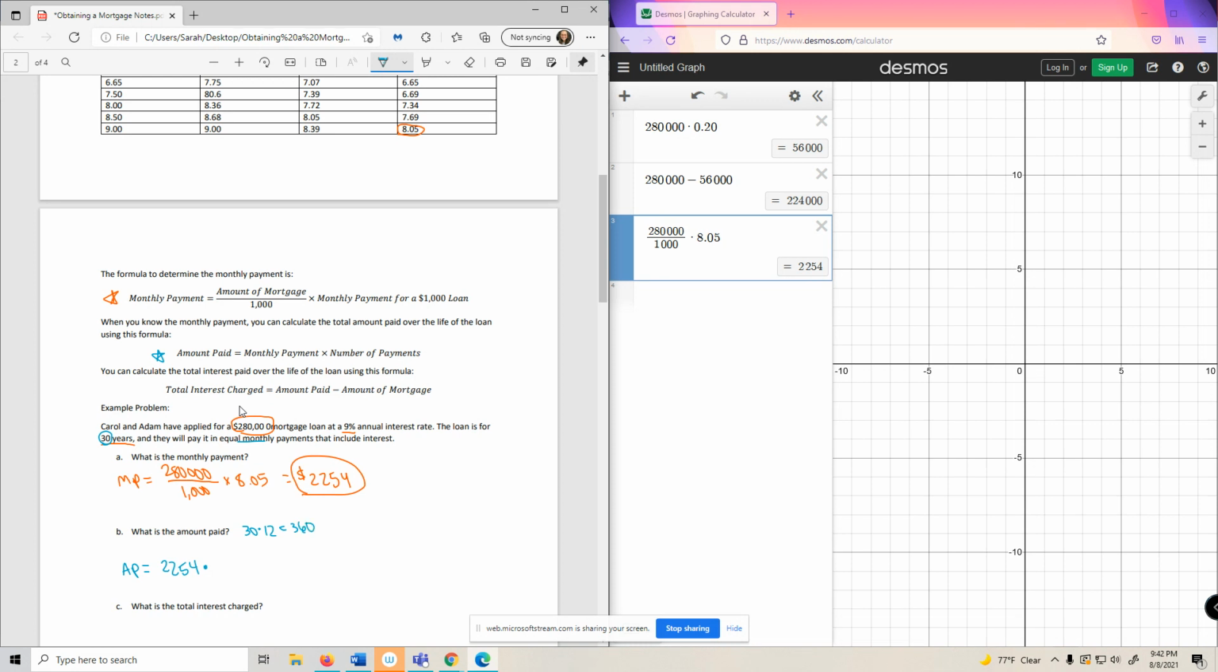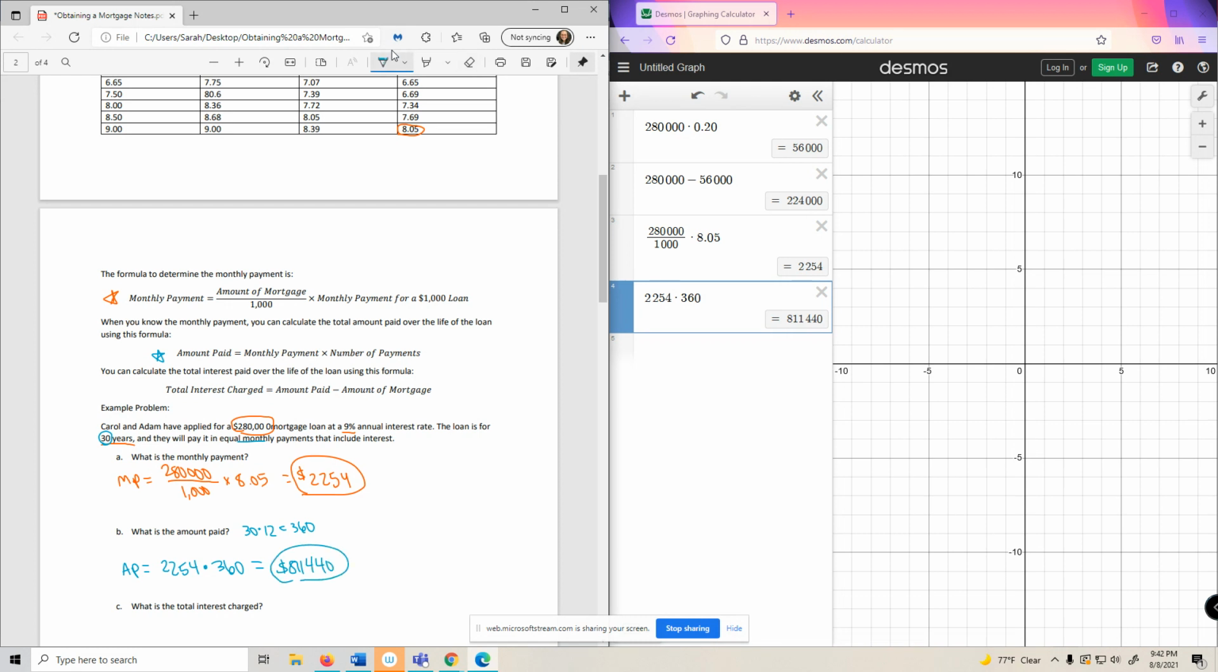And so then 2,254 times 360 gives us a total of $811,440 that this couple will be paying over the course of the whole loan. That's a lot more than what we started with, isn't it?